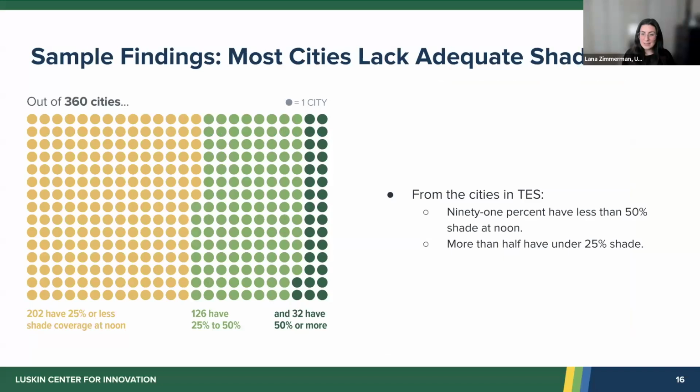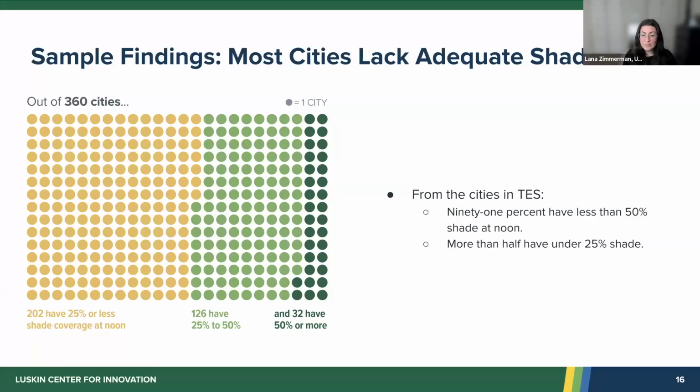Thank you, Julia. So as was mentioned, for tree equity score, we have shade data for over 330 cities at the census block group level. So now I wanted to take some time to show all of you the kinds of insights you can draw from the tool and to just hopefully spark your creativity for how you might use this going forward.